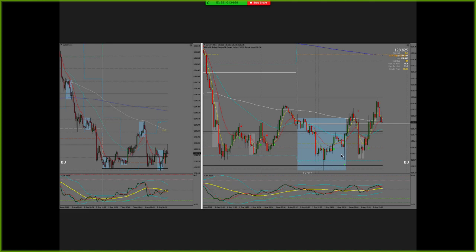So let's say, for example, on this EJ, you were thinking that this is the first leg right here. This is the last part of the Asian box here, the last third.